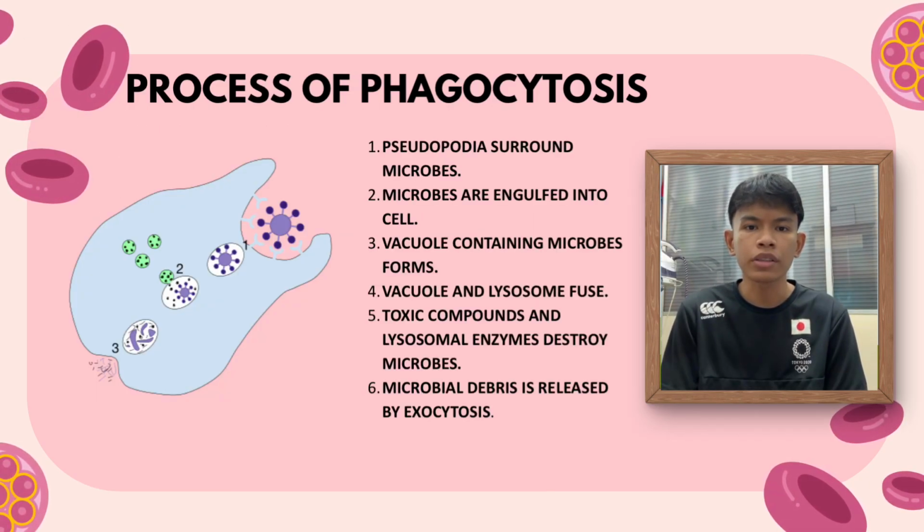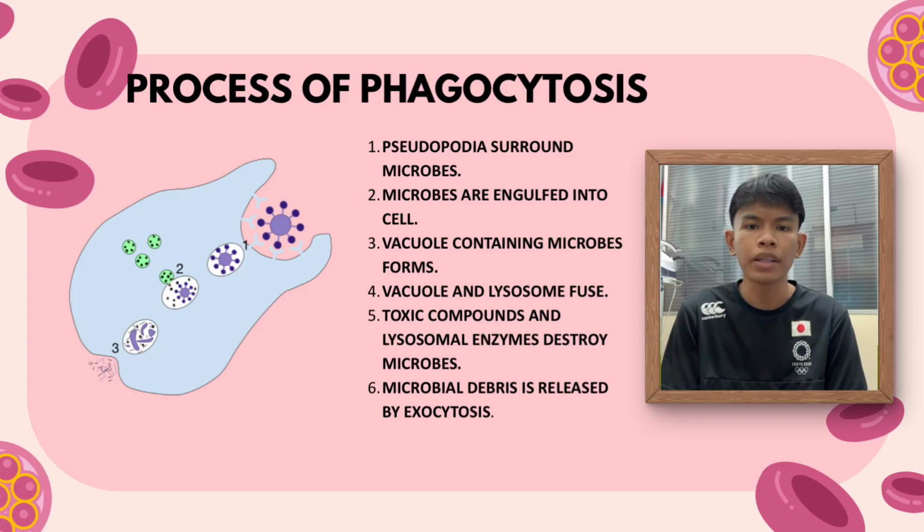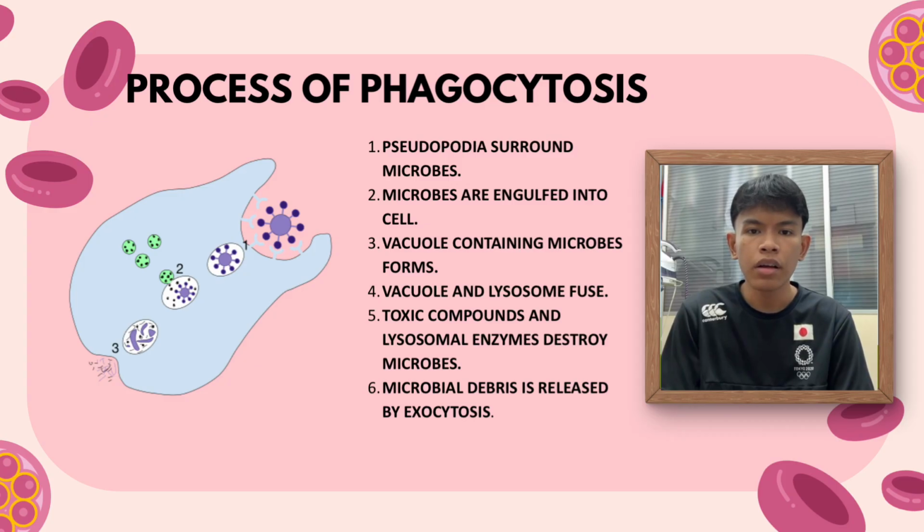The actual process of phagocytosis happens in six clear steps. Pseudopodia surround the microbes, the microbes are engulfed into the cell, a vacuole containing the microbes is formed, the vacuole and lysosome fuse together, toxic compounds and lysosomal enzymes destroy the microbes. Finally, the microbial debris is released by exocytosis.